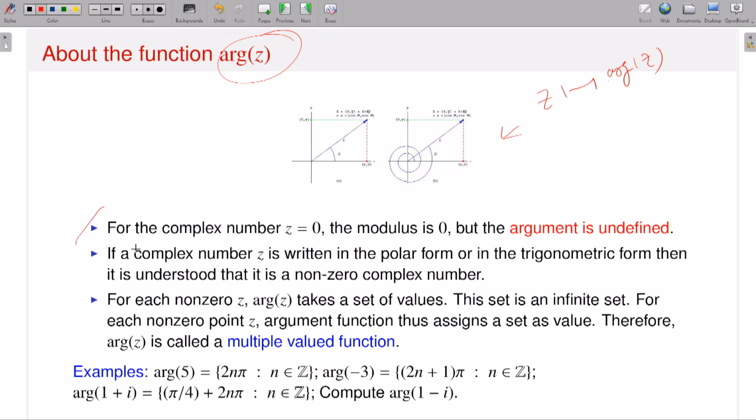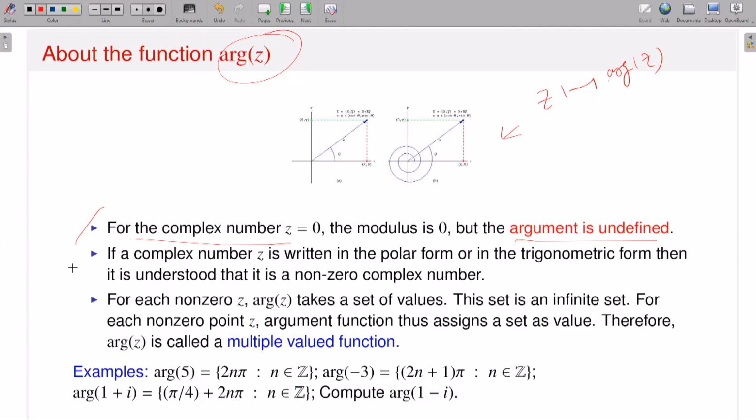The first point is that for a complex number z equal to 0, since its modulus is 0, the argument is undefined. You cannot have the argument. Since the argument is undefined, you cannot have a polar form, so it is the origin. To talk about polar form or trigonometric form, my complex number should be non-zero. So if a complex number z is written in the polar form or trigonometric form, it is automatically understood that it is a non-zero complex number.